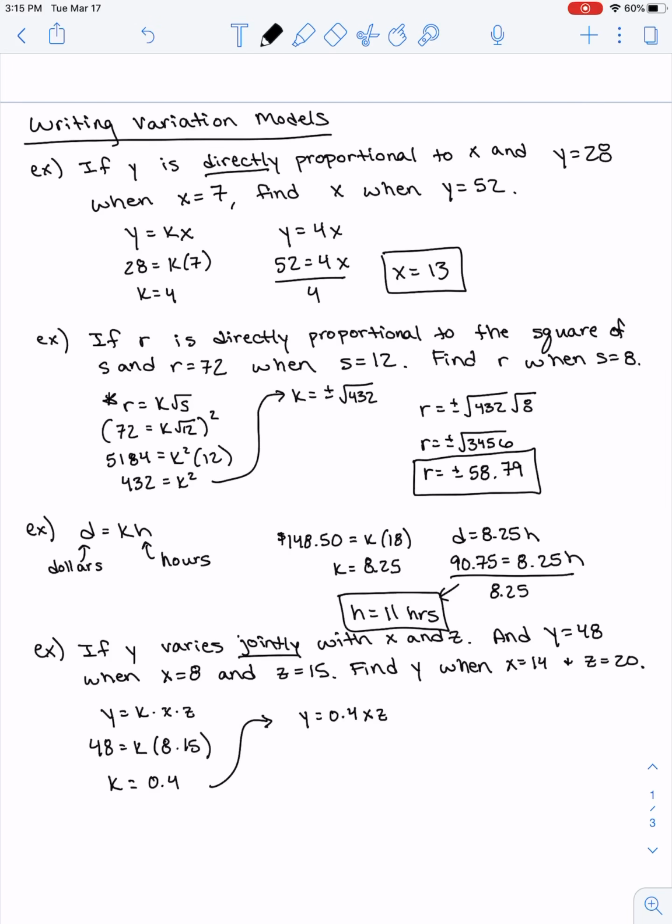So if we're trying to figure out y when x equals 14 and z equals 20, we can just plug that in. We get that y is equal to 112.